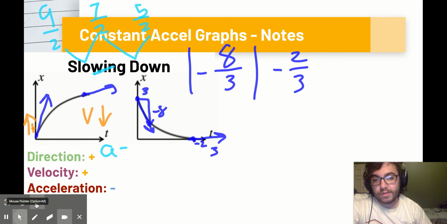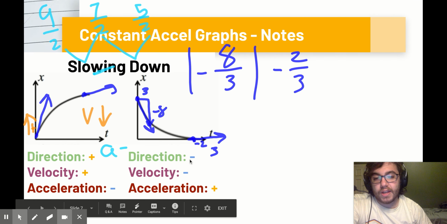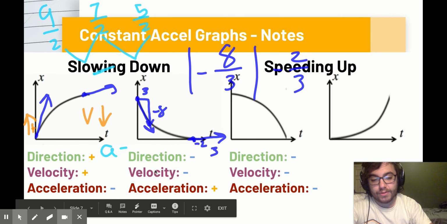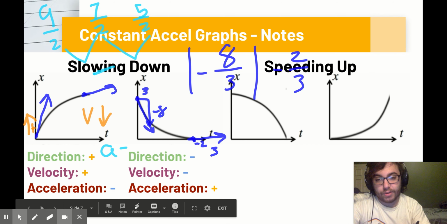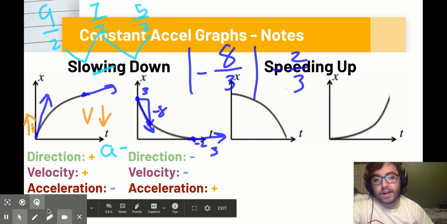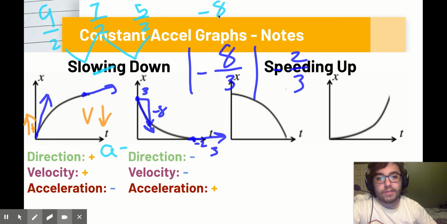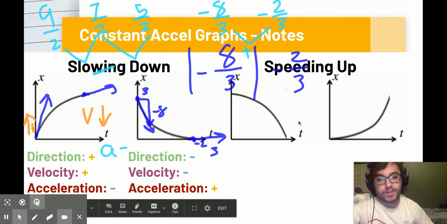The next one, instead of being a positive direction, is a negative direction, whereas the acceleration is positive. The idea is it started out as -8 over 3, I was saying, and then it eventually got up to -2 over 3. This means there had to have been some number being added between each one. The speeding up one looks a little bit wild, but it isn't too challenging.